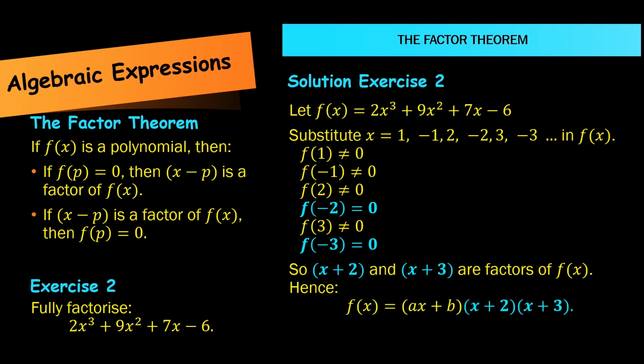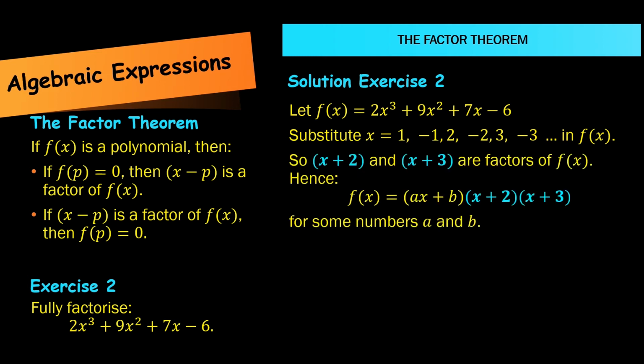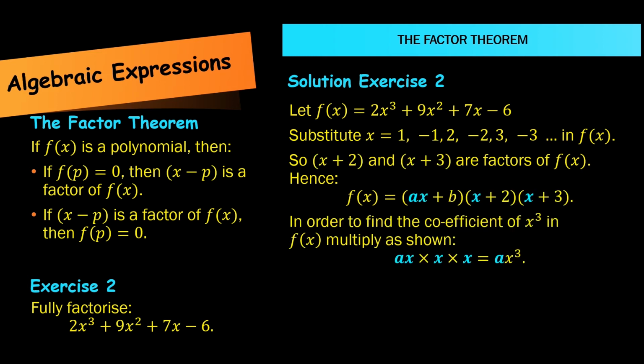And therefore f of x equals ax plus b multiplied by x plus 2 times x plus 3. In order to fully factorize, we need to find the values of a and b. In order to find the coefficient of x cubed in f of x, we have to multiply as shown. So we need to multiply ax times x times x, which equals ax cubed. However, f of x is equal to 2x cubed plus 9x squared plus 7x minus 6, and therefore we can conclude that a is equal to 2.